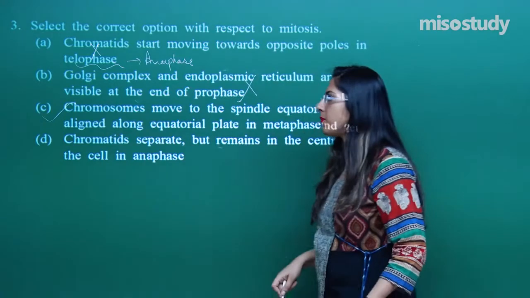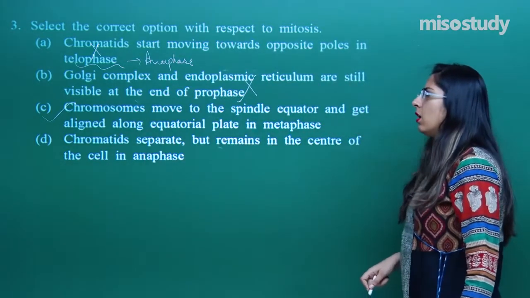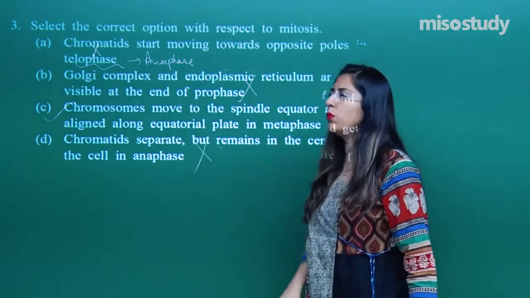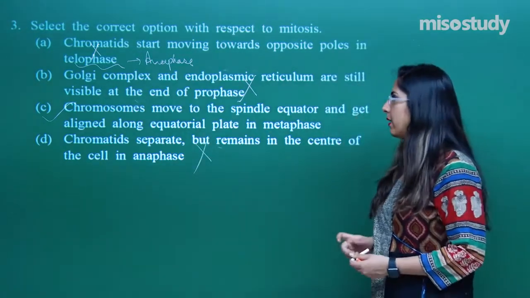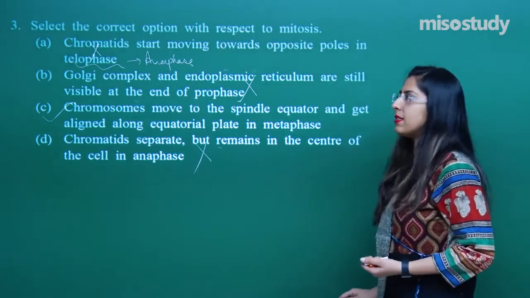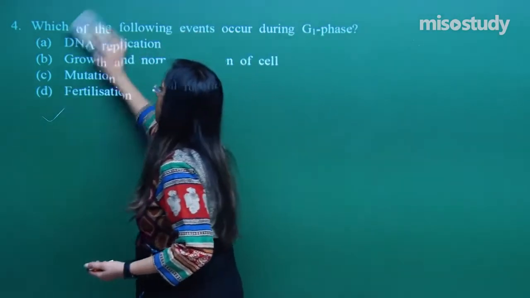Let's look at the D option. Chromatids separate but remain in the center of the cell in anaphase. No. In the anaphase, they start moving towards the opposite ends. This is question number 3, correct option C. Let's look at the next question, question number 4.